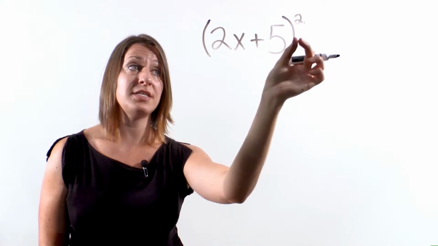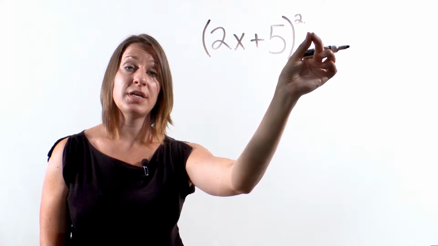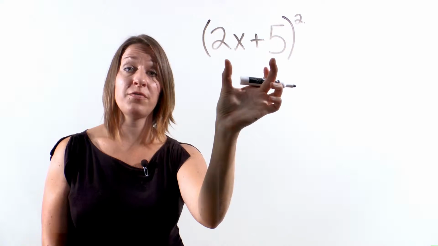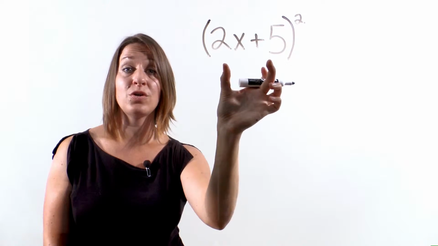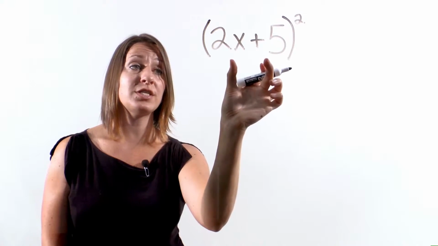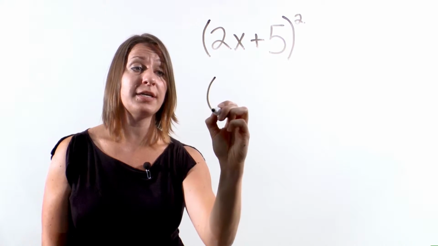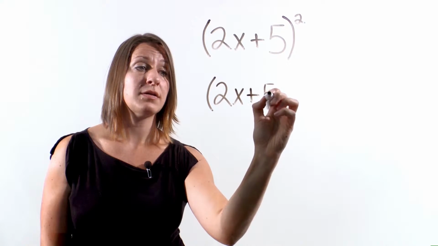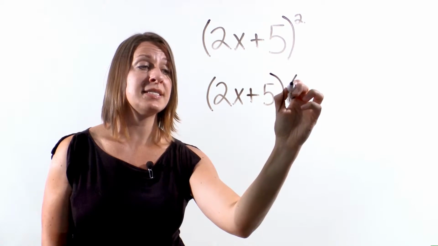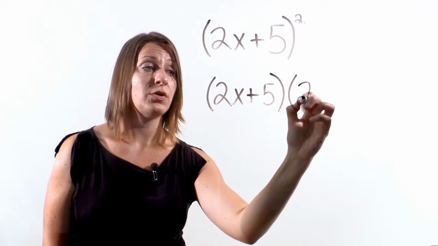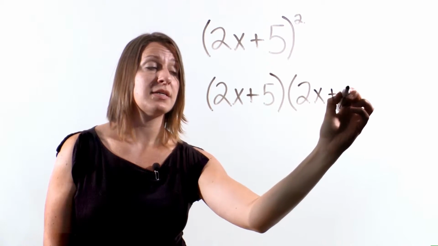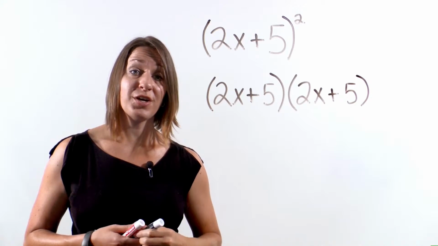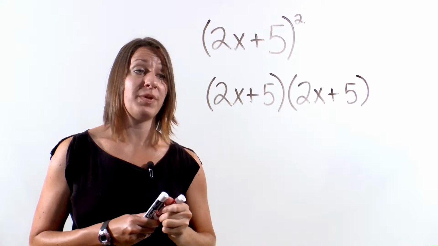Anytime we have something squared, something is being multiplied times itself. In this case, it's a binomial times itself. So what this problem really is going to look like is 2x plus 5 times itself, which is 2x plus 5. And then from here, you can go ahead and multiply.